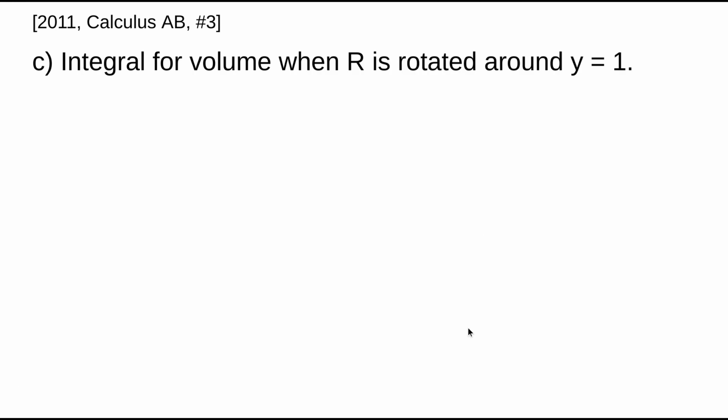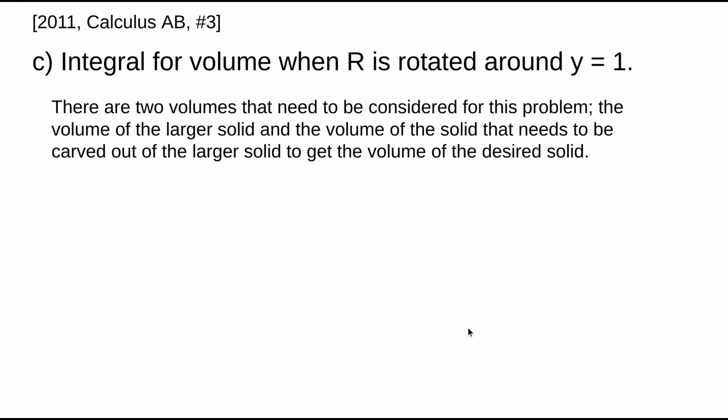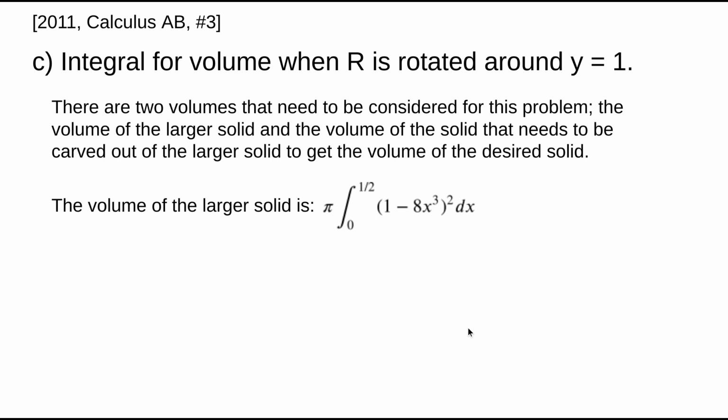In part C of this question, we are asked to write an integral for the volume when R is rotated around the line y equals 1. Notice we only need to write the integral, we do not need to evaluate it. All right, so there's two volumes that we need to consider. There's the volume of the larger solid, and then there's going to be the volume of a cavity in this solid, part of it that's been carved out. So we need to account for both of those volumes in order to get the volume of the desired solid.